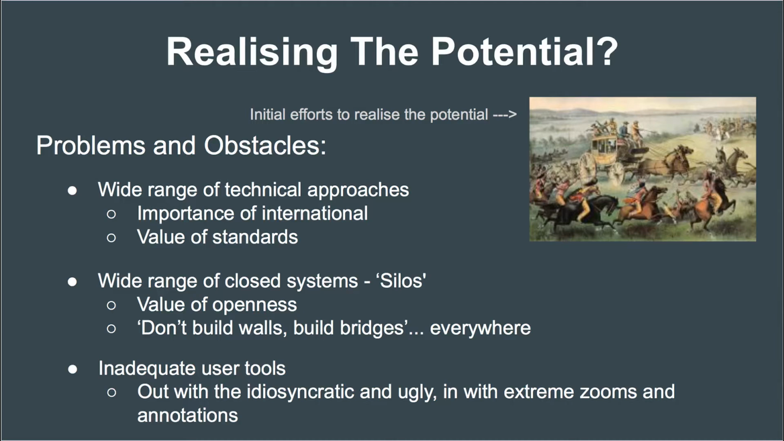To realise that potential, to paraphrase the Pope to Donald Trump, don't build walls, build bridges, and build them everywhere, because these silos have obstructed the potential, not just internationally, but even at the more local level, with institutions themselves often ending up with several different technical approaches and different systems, housing and presenting several different collections of digital images in different and isolated ways.